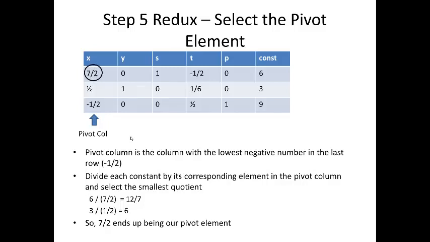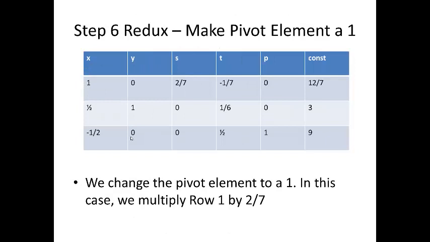We take that 7/2 and turn it into 1. In this case, we multiply row 1 by 2/7. So x becomes 1. 0 times 2/7 is 0. 1 times 2/7 is 2/7. The -1/2 times 2/7 becomes -1/7. And 6 divided by 7/2 is 12/7.